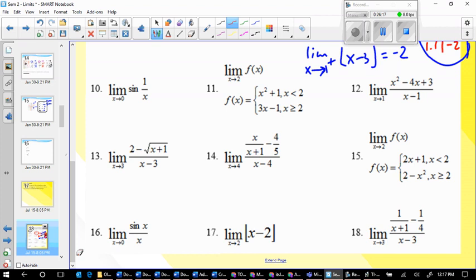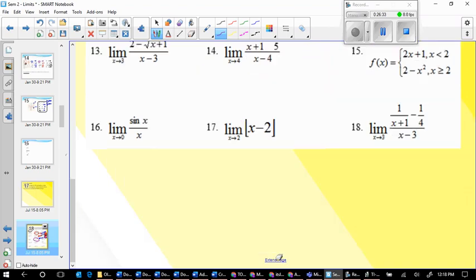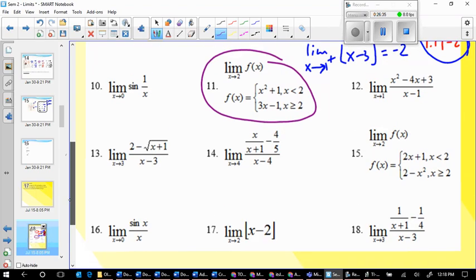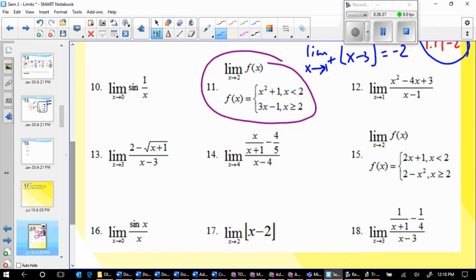All right, let's take a look at another example. Let's look at this piecewise function here. Let's do this one. When I look at this piecewise function, well, first off, you need to be able to graph piecewise functions. So, quick review on that. Remember that this means I want x squared plus 1 when x is less than 2 and 3x minus 1 when x is greater than 2.